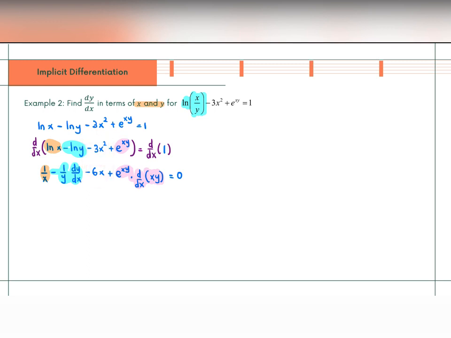Differentiate negative 3x squared will be negative 6x, sorry. And now, let's try to differentiate xy. So, dekat sini nampak tak kita ada product antara dua variable. So, I'm going to use product rule. Okay, so dekat sini, u kamu adalah x, u prime is equals to 1, v equals to y, and v prime is dy over dx. Okay, so now let's try to combine all together. So 1 over x minus 1 over y, dy over dx minus 6x plus e of xy darab dengan, okay, v u prime, so y plus u v prime, x dy over dx, and this should be equals to 0.